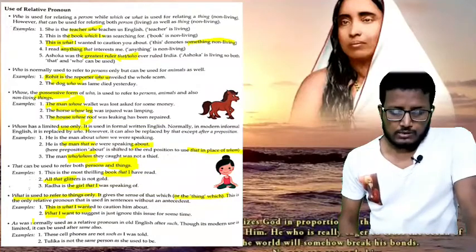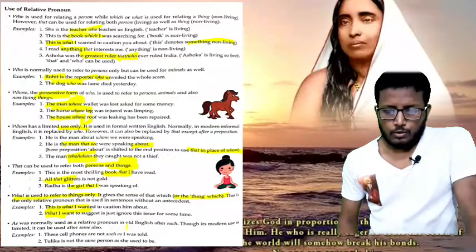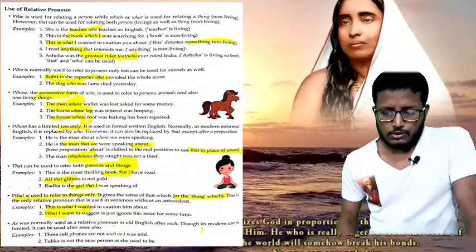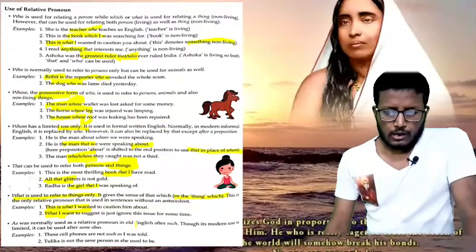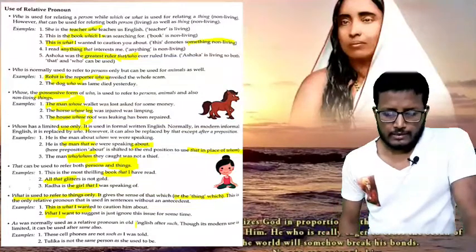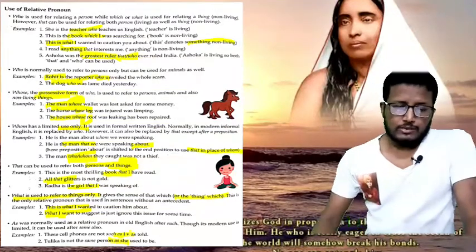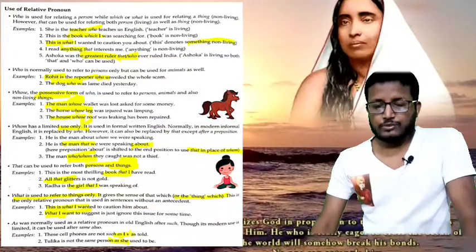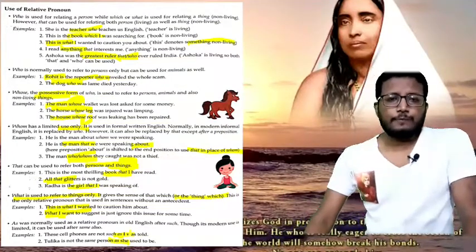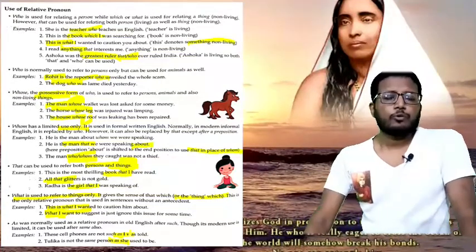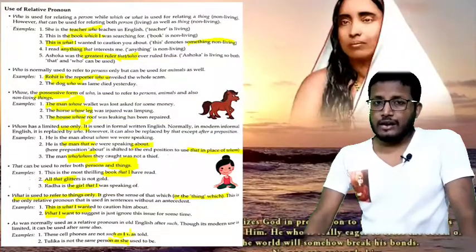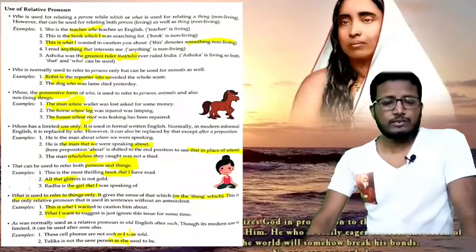Next, as was normally used as a relative pronoun in Old English after such, though its modern use is limited, it can be used after same also. These cell phones are not such as I was told, and Tulika is not the same person as she used to be. So here you can see the use of as. As was normally used as a relative pronoun in Old English after such. That means in old times we used the word as as a relative pronoun, but now we use it as an adverb clause. For that reason Old English is mentioned here.